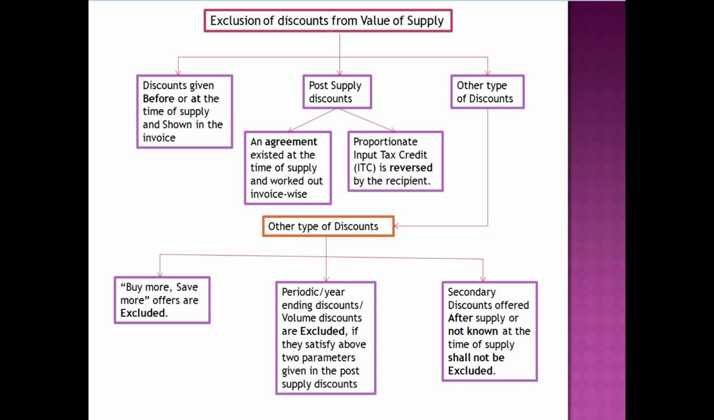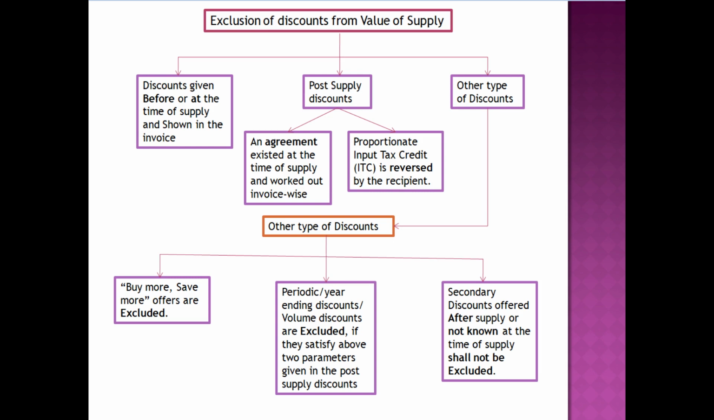And the last topic is exclusion of discounts from the value of supply. These discounts are divided into three parts. They are discounts given before or at the time of supply and also shown in the invoice. And the second category is post-supply discounts, like cash discounts given for early payment, but these types of discounts are allowed only if two conditions are satisfied. They are, an agreement for such discounts existed on or before the supply and it is given invoice-wise. And the second condition is that the proportionate ITC taken by the buyer on the gross value of the specified invoice is reversed by the recipient. If one of the two conditions is not satisfied, such discounts are not given.